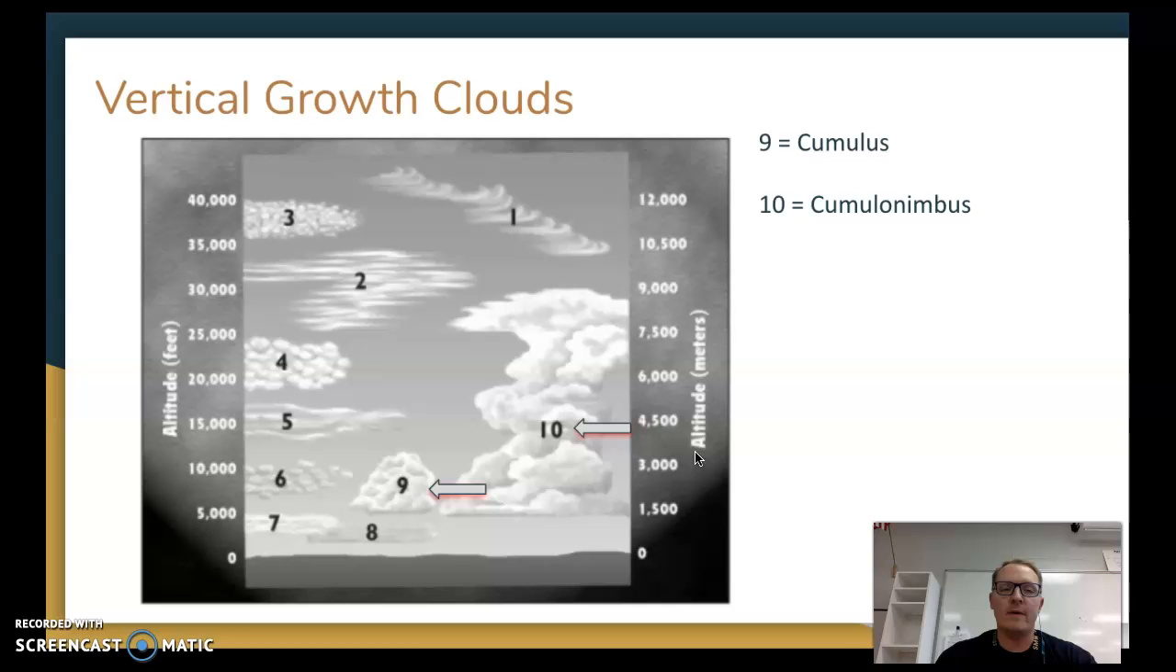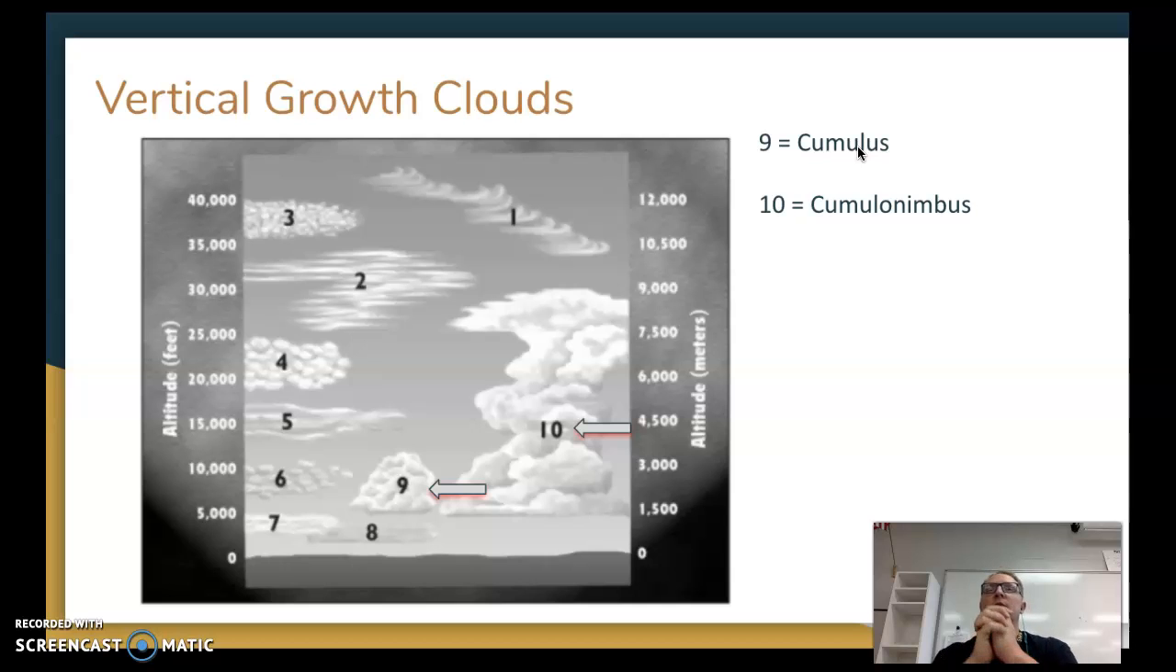The last two that we have, 9 and 10, are clouds that have vertical growth. These are clouds that don't necessarily stay in one level, and like 10, can stretch through multiple levels where the other clouds are located. Number 9 is one of the most famous clouds. These are cumulus clouds. Okay, cumulus, to pile or to heap. It's a cotton ball type shape.